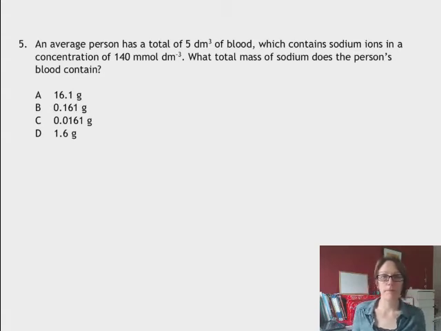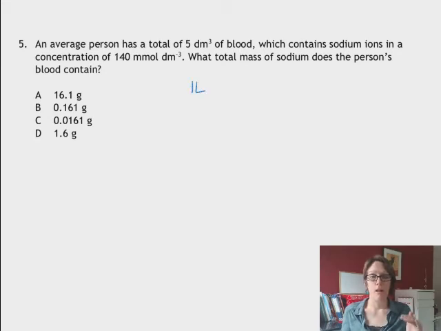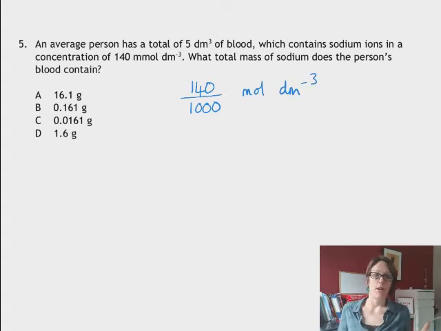Number 5, so a total of 5 decimetre cubed of blood and 140 millimoles per decimetre cubed. That's not a typo, that's millimoles. So what that means is that in every decimetre cubed, there's 140 over 1,000 moles. So that's how I get millimoles into moles. Just think millimetres into metres. So that's my concentration in moles per decimetre cubed.